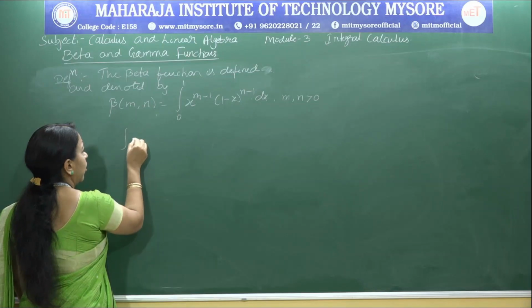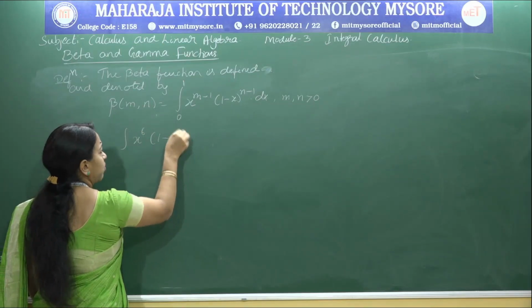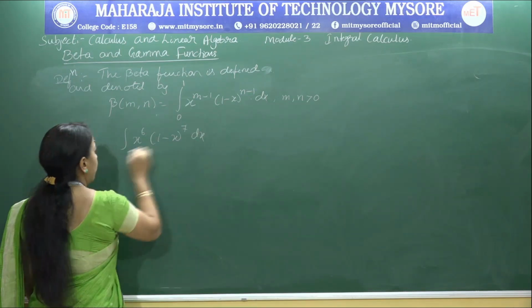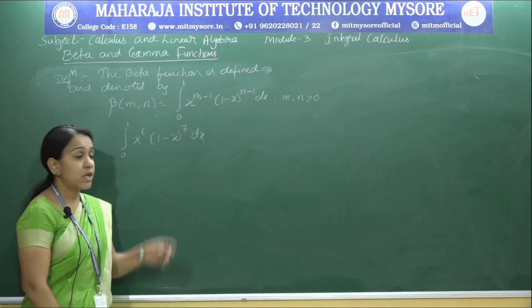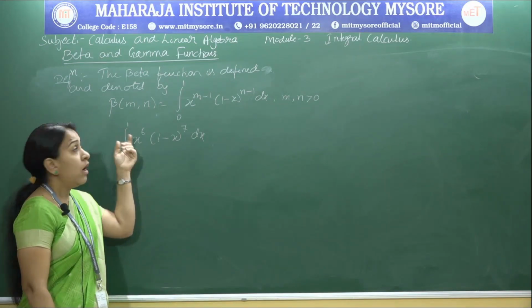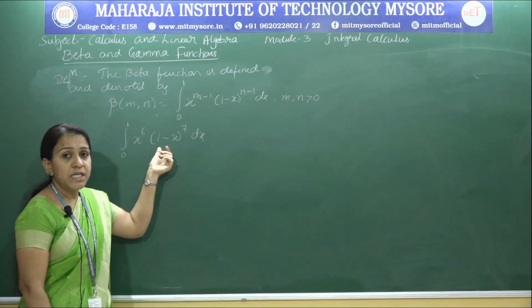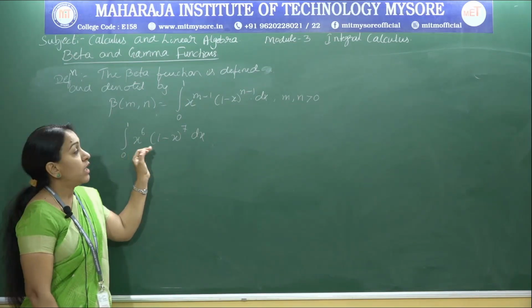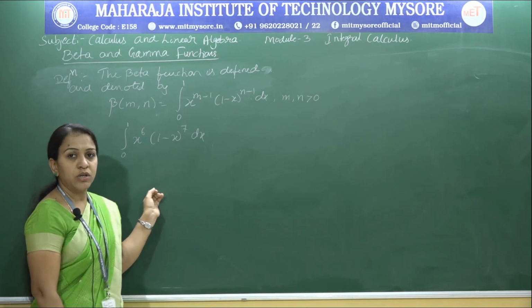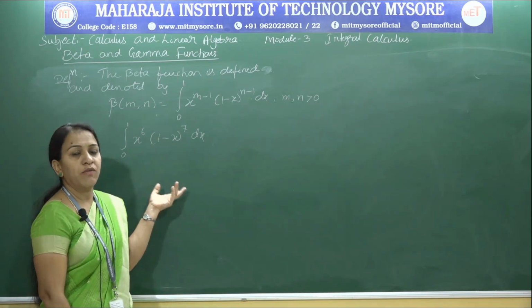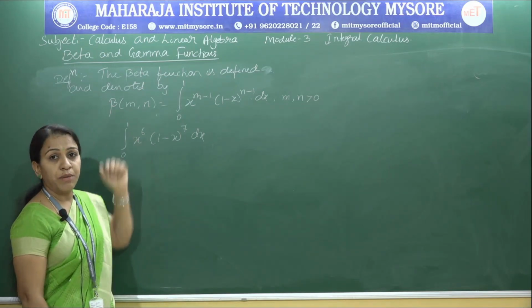Now, the example for the beta function is like this. If we have the integral of x to the power of 6 into 1 minus x to the power of 7 dx between the limits 0 to 1, of course, the limit should be between 0 to 1 and I should have x to the power of some number minus 1 into 1 minus x to the power of some number. Then in such cases, instead of evaluating this by the general definite integral method or by various known methods, I can easily write this in terms of beta.